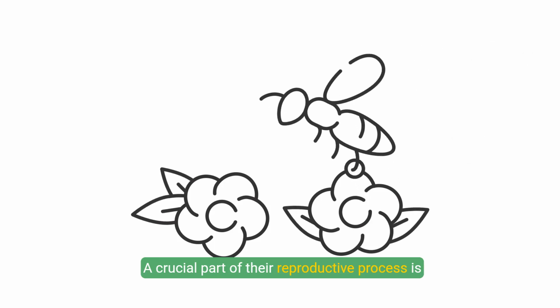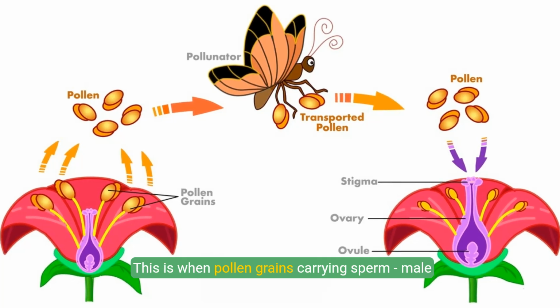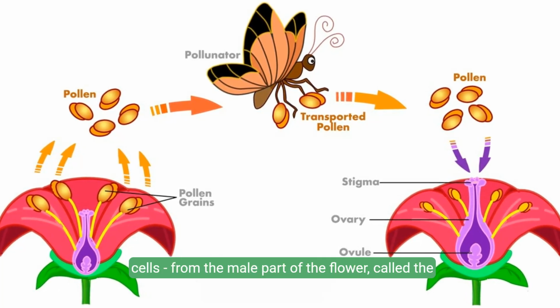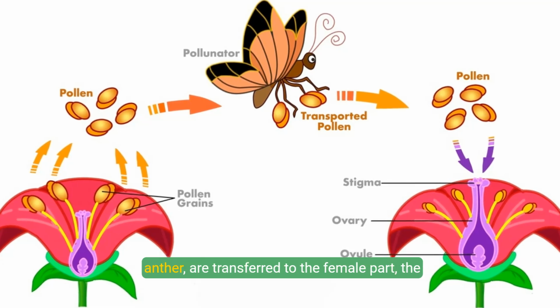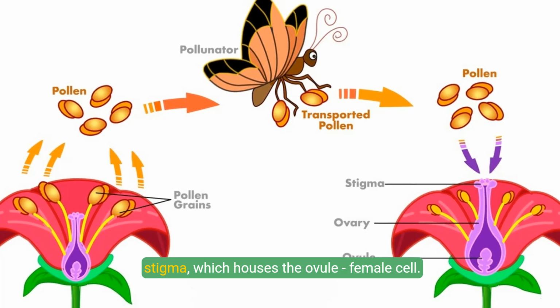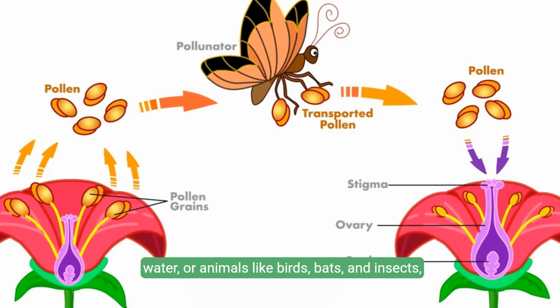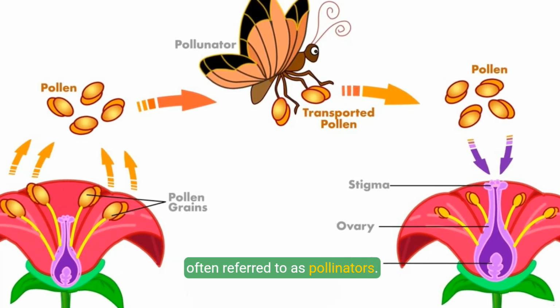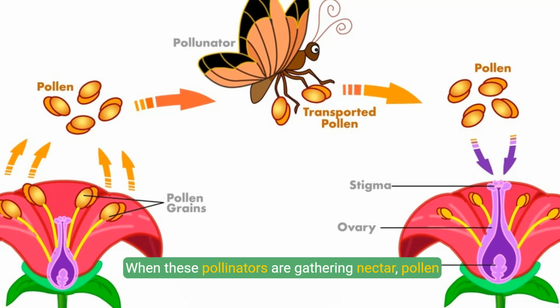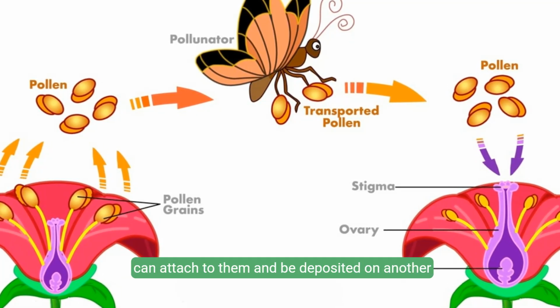A crucial part of their reproductive process is pollination. This is when pollen grains carrying sperm, male cells, from the male part of the flower, called the anther, are transferred to the female part, the stigma, which houses the ovule, female cell. This transportation of pollen is facilitated by wind, water, or animals like birds, bats, and insects, often referred to as pollinators. When these pollinators are gathering nectar, pollen can attach to them and be deposited on another flower.